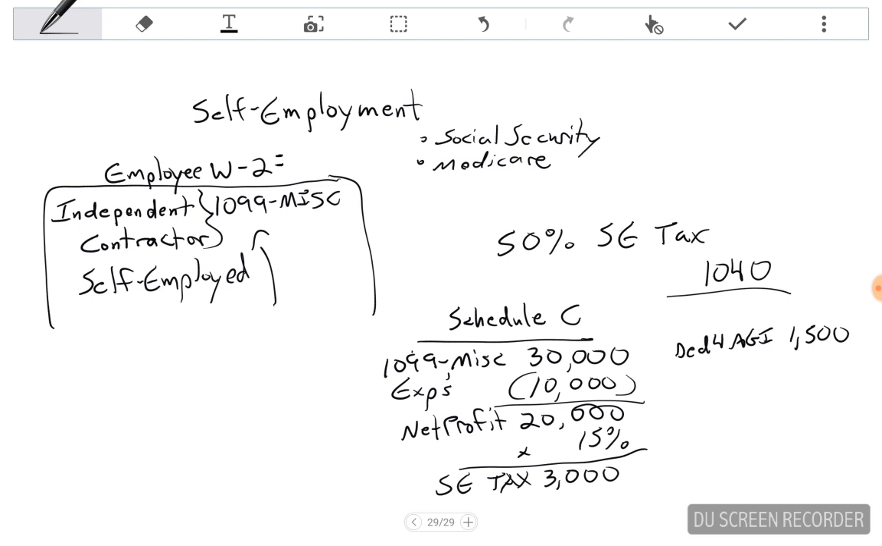Isn't that awesome? If you're self-employed, you get to pay both sets of taxes. If you're working for the man, then you only have to pay half of it, and you know that your employer's paying the rest, and you can feel good about that. Because I do.